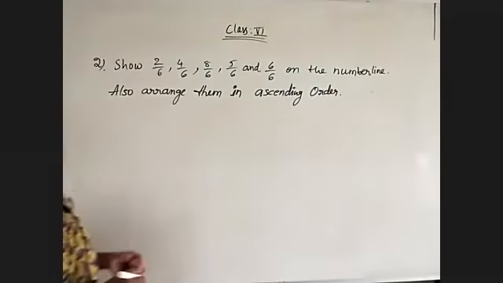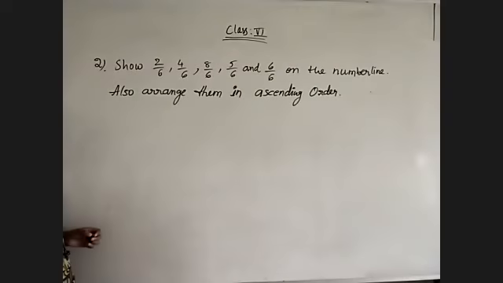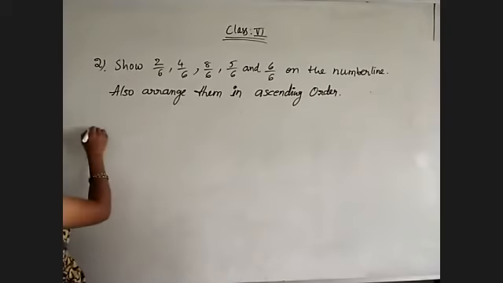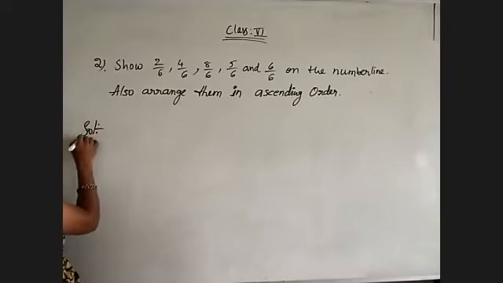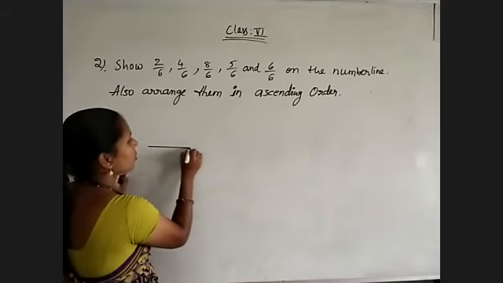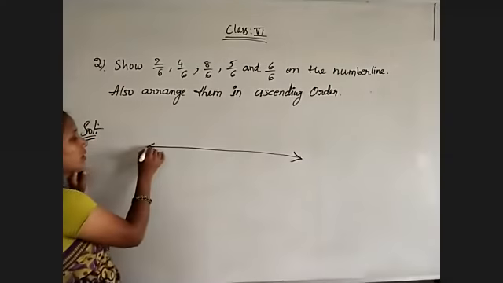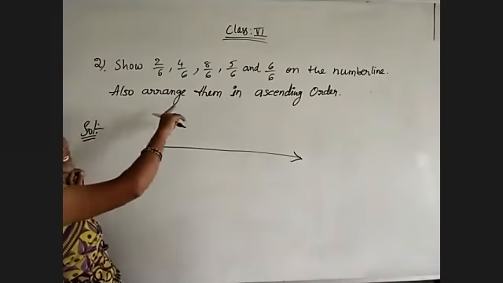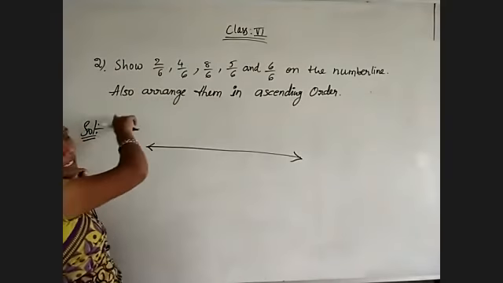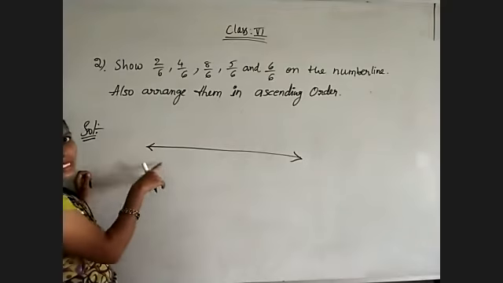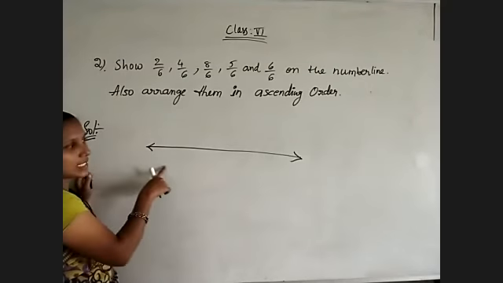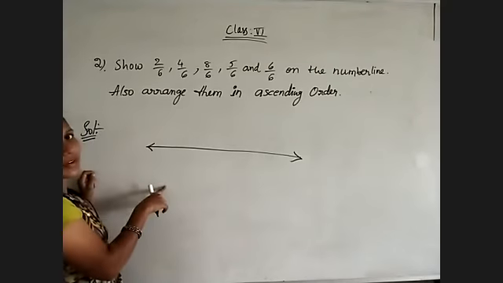See, if you are representing on the number line, compulsorily you will get the ascending order only. Just observe. First we will represent them on the number line. I already told you how to represent fractions on the number line. Here it is very easy. Every fraction has 6 as the denominator, meaning all are like fractions. So on a single number line we can represent every fraction.